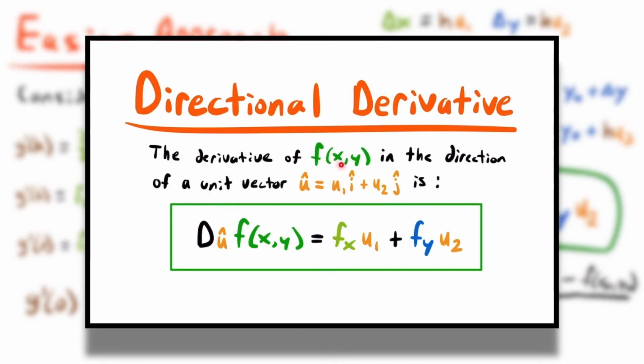The derivative of f of xy in the direction of a unit vector u with components of u1 and u2 is represented by this. The derivative in the direction of u of f of xy is equal to fx times u1 plus fy times u2, where fx and fy are the partial derivatives with respect to x and y of f of xy.